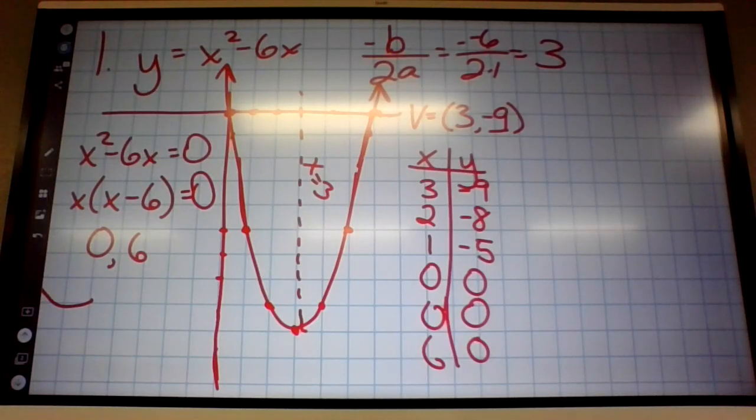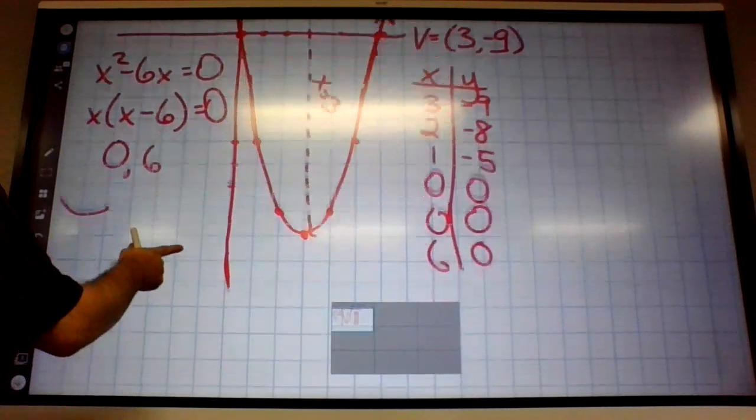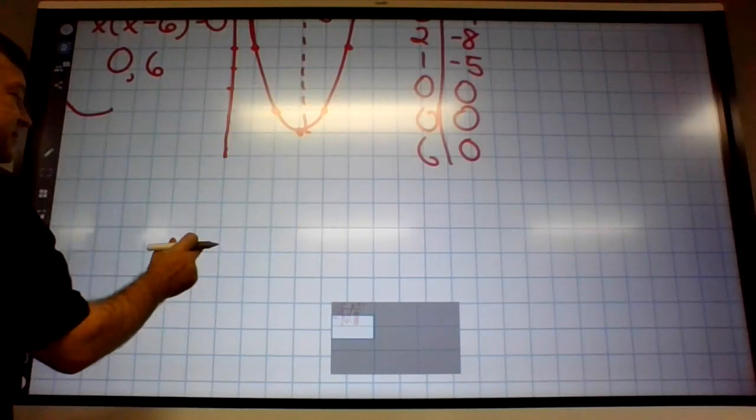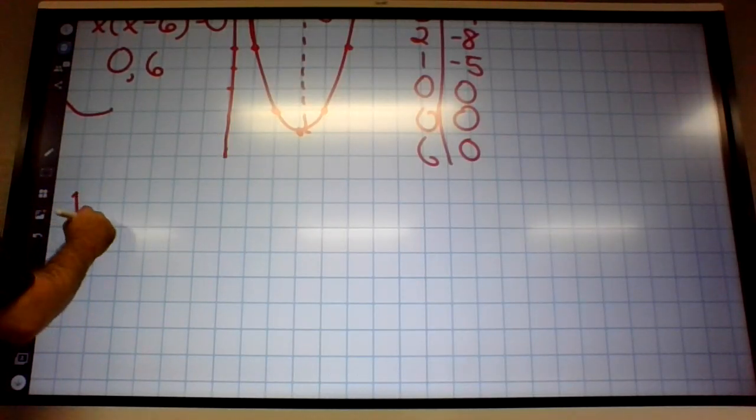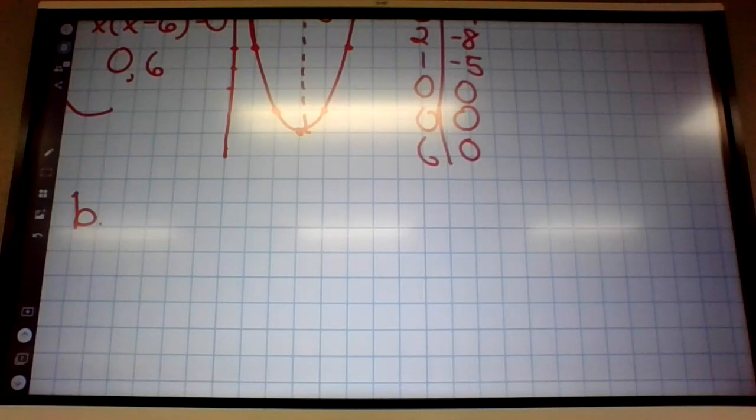So on the others, we're just going to graph, but we will be finding the vertex on all of these. And finding the vertex is kind of like finding the axis of symmetry. So we're on 1B. 2B or not 2B? That is the question.